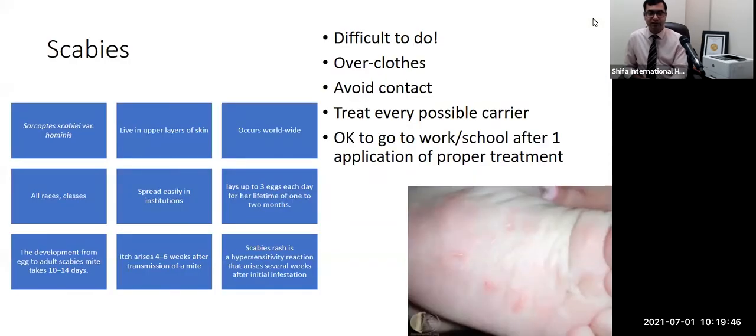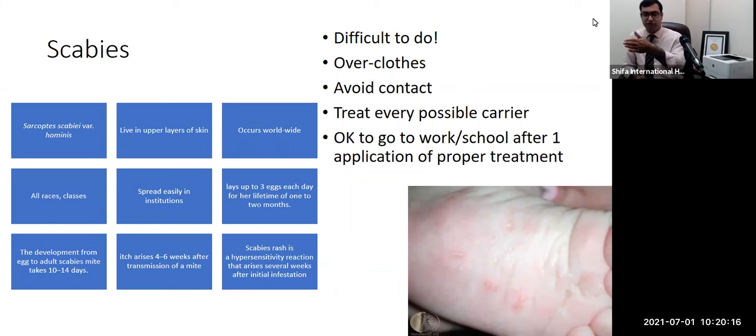Now let's talk about scabies. All of us know it's Sarcoptes scabiei. All over the world, it is common. It can happen anywhere. It spreads easily within institutionalized patients, orphanages, and old age homes. The life cycle is up to 2 weeks, but the itch can arise 4 to 6 weeks after the transmission of the mite. So there is a latent period.